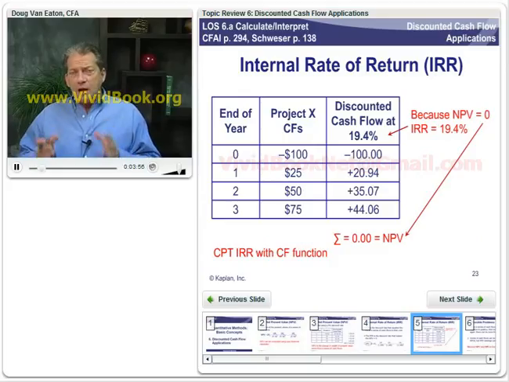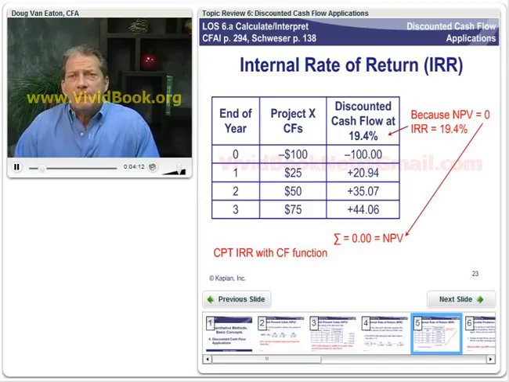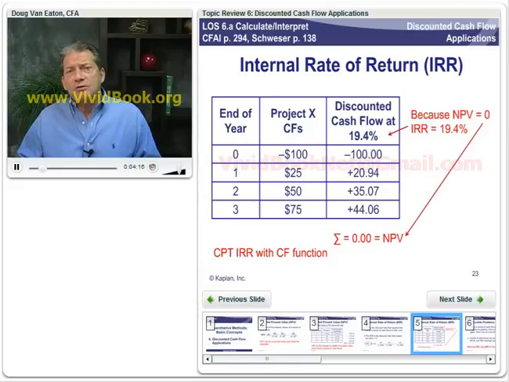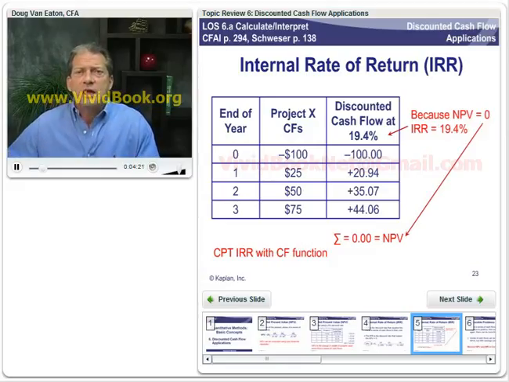Well, if it was positive, that means the present value of these future cash flows is greater than the initial outlay. In order to reduce the present value of those future cash inflows, we've got to discount them at a higher rate. So because the net present value was positive before, we know that our internal rate of return is going to be higher than the 9% discount rate that we used. And in fact, it is. It turns out, if we calculate it, our internal rate of return is 19.4%.